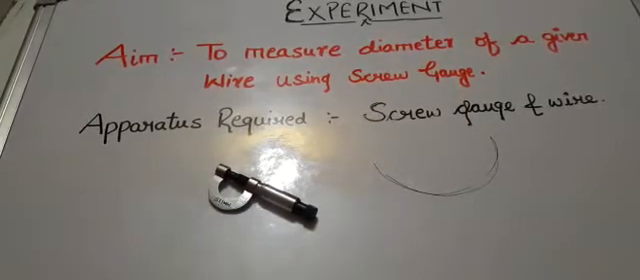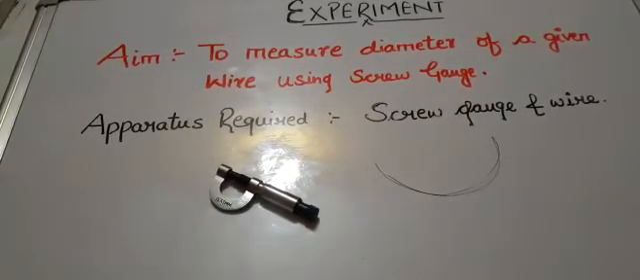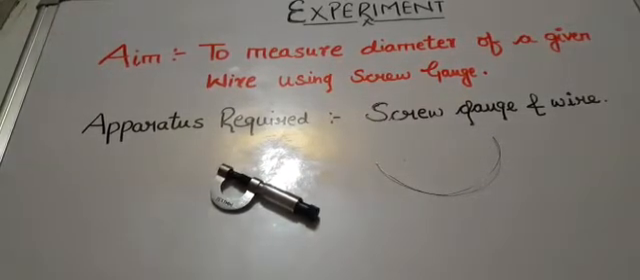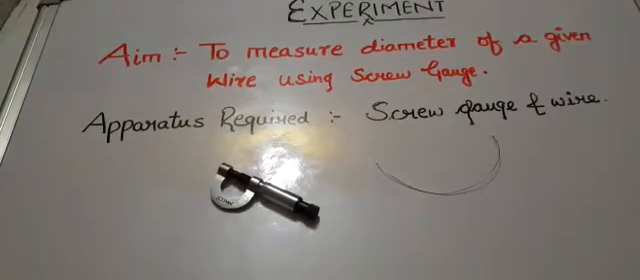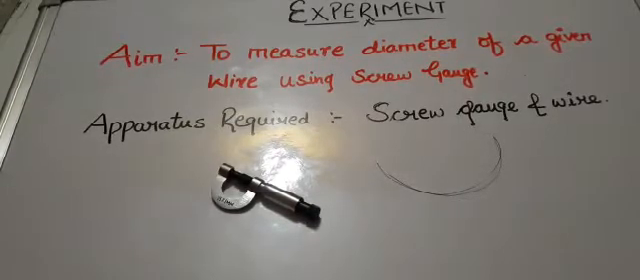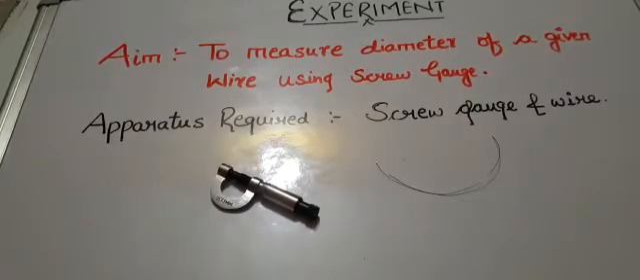The screw gauge is an instrument used for measuring accurately the diameter of a thin wire or the thickness of a sheet of metal. It consists of a U-shaped frame fitted with a screwed spindle which is attached to a thimble.